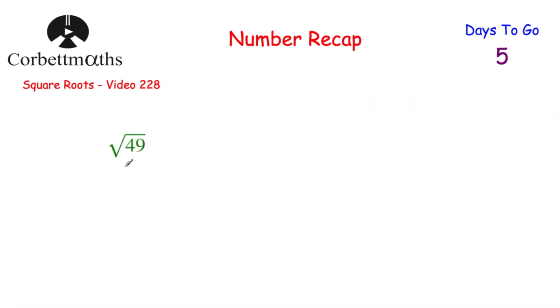Also, you need to know the square root symbol. So this is the square root symbol, and if you've got this, it means the square root of 49. So it's saying what number do you multiply by itself to get 49? And the answer would be 7. So this is the square root symbol, and you just think, what number do you square to get 49? So 7 squared is 49.